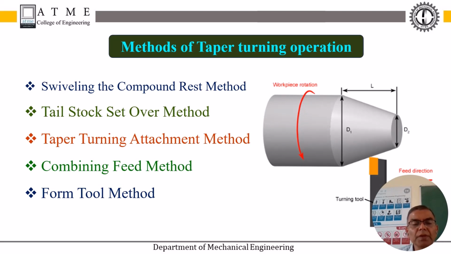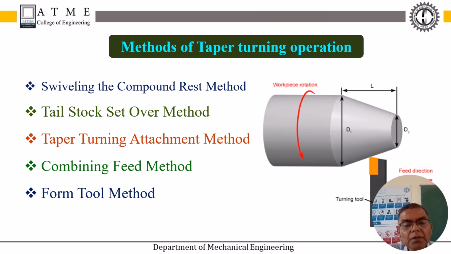Among them, swiveling the compound rest method is one. The compound rest is mounted on the cross slide, which can be swiveled to the specified or desired angle to create the taper surface. The swiveling compound rest method is generally recommended for a steeper angle with a shorter taper length. In such cases, the swiveling compound rest method is recommended.